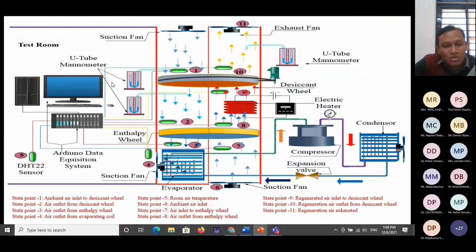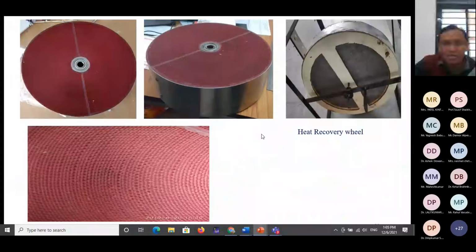For the measuring device, we are using Arduino software to collect the data, and DHT22 sensors are used to measure the temperature and humidity, with a range of -40 to 100 degrees centigrade. And this is our desiccant wheel.